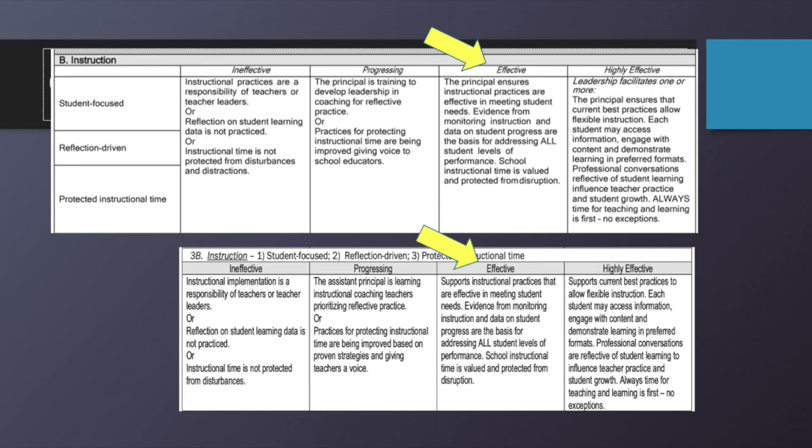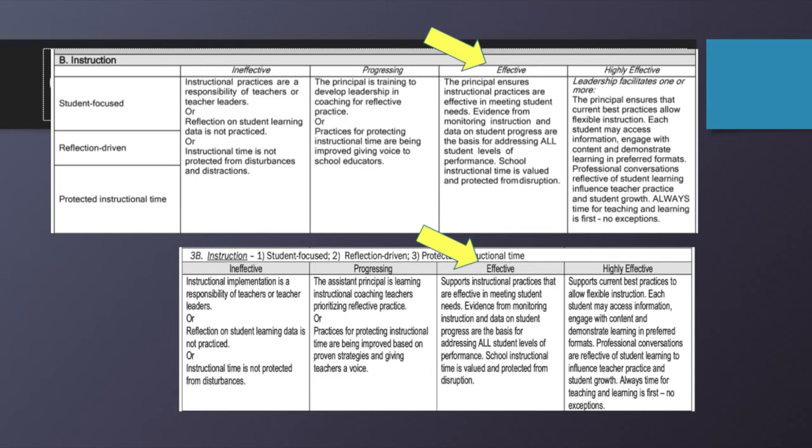The principal ensures instructional practices are effective in meeting student needs. Evidence for monitoring instruction and data on student progress are the basis for addressing all student levels of performance. School instructional time is valued and protected from disruption. For the assistant principal, he or she should support instructional practices that are effective in meeting student needs. Evidence for monitoring instruction and data on student progress are the basis for addressing all student levels of performance, and school instructional time is valued and protected from disruption.